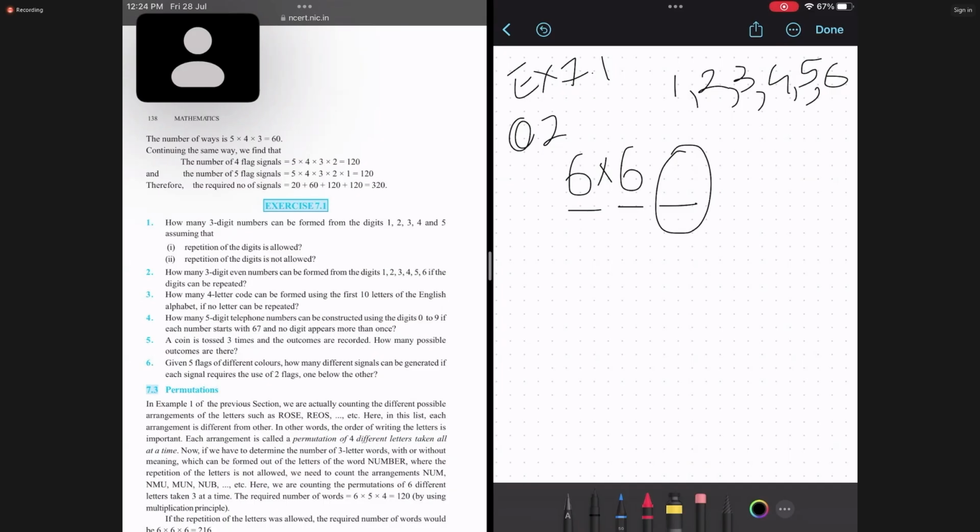But as we have been specified that the number is even, at the ones place, we cannot use any of the odd digits. Correct. So the choices that we are left with are 2, 4, and 6. So the number of ways with which we can fill the last digit is 3. If you calculate this, it is 36 into 3, which is 108 numbers. Correct. This was the second question as well.